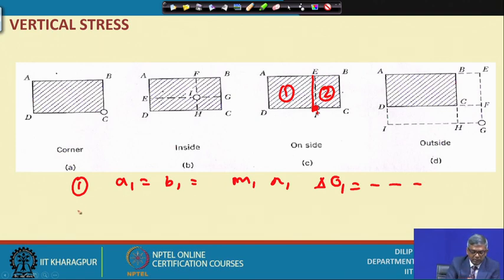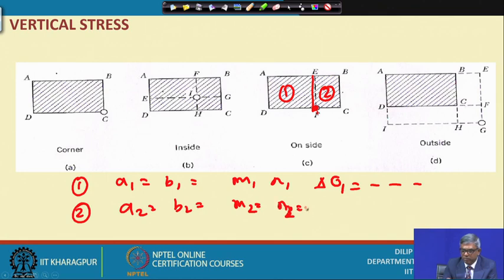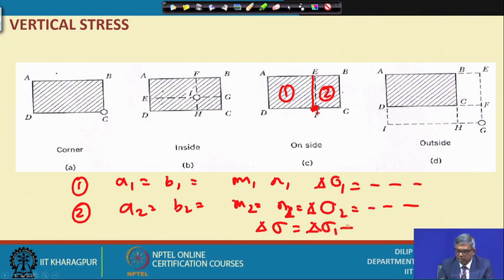Okay. And similarly, for 2 I will find out what A2 is equal to, what B2 is equal to, what M2 is equal to, what N2 is equal to, and then I will find out delta sigma 2. After finding this, at this point the effect of both rectangles will be there. So I have to find delta sigma equal to delta sigma 1 plus delta sigma 2. This is the way one can do it.